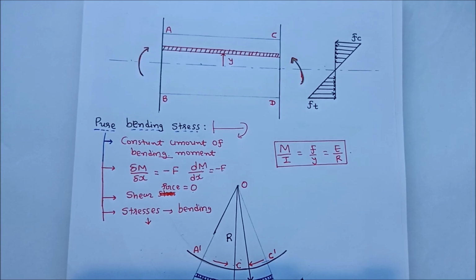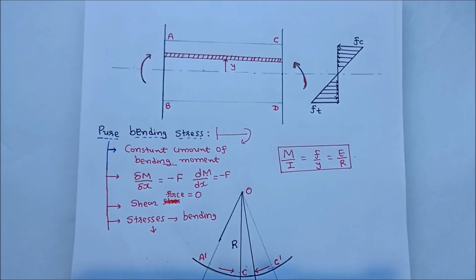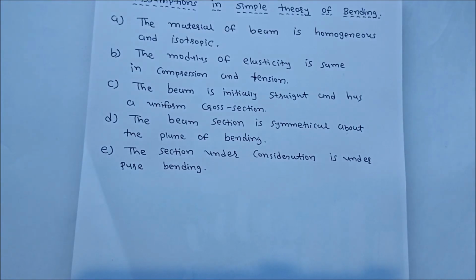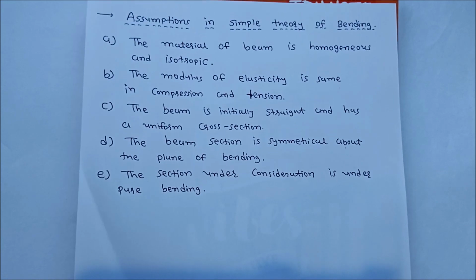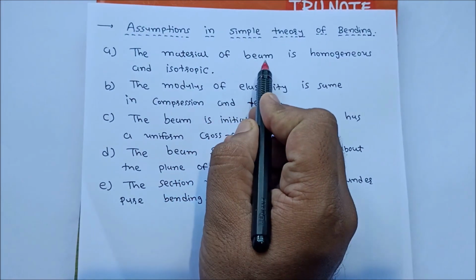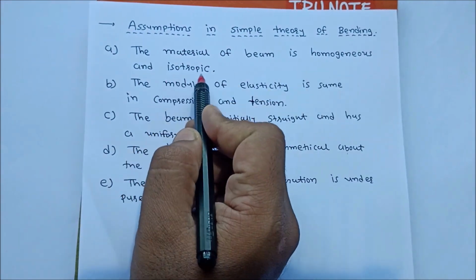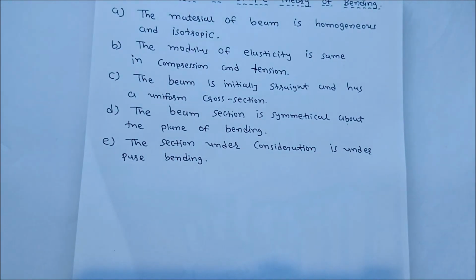Before deriving the equation of bending stress, here we write some assumptions in the simple theory of bending. First assumption: the material of the beam is homogeneous and isotropic. What is the meaning of homogeneous? Homogeneous means the constituent material is the same everywhere. And what is the meaning of isotropic? Isotropic means at every point all the properties like modulus of elasticity, Poisson ratio, etc. are the same in all directions.